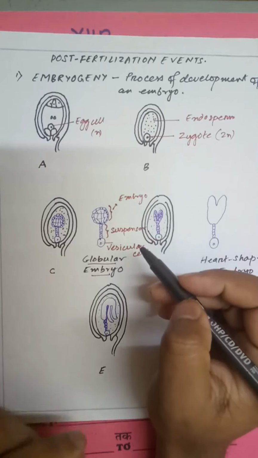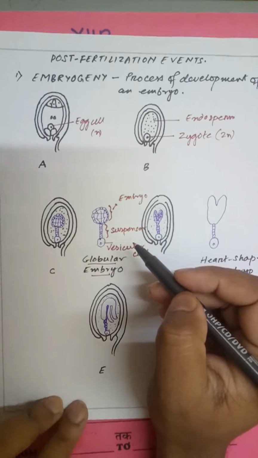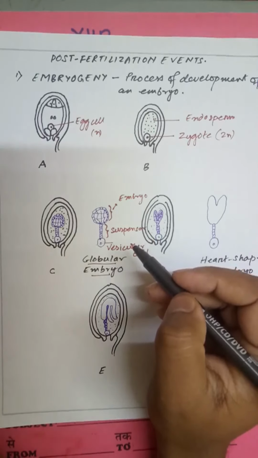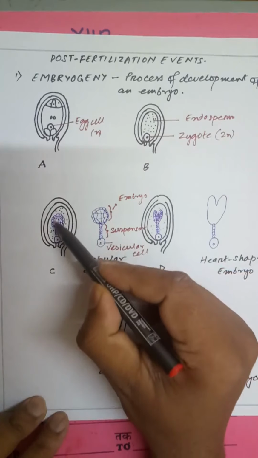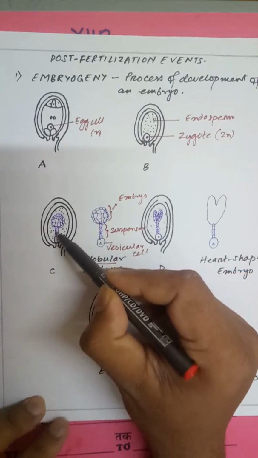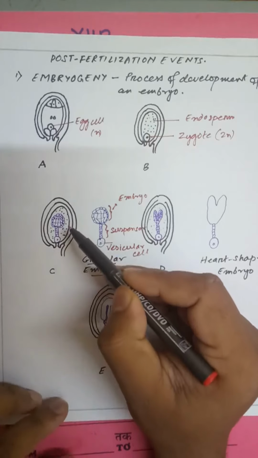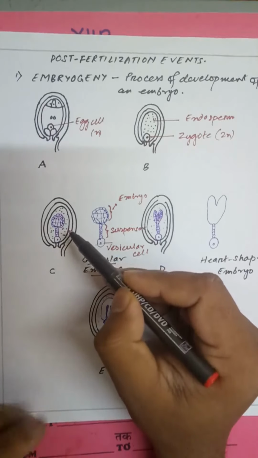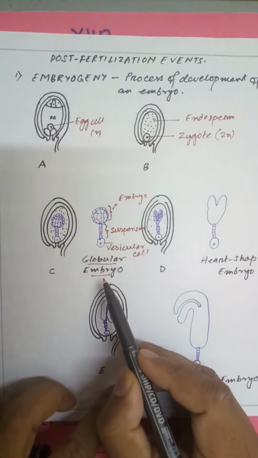You can point out the function of suspensor. The suspensor, which consists of 6 to 8 cells, pushes the embryo into the food-laden endosperm. The embryo requires food, so the suspensor cells push the embryo right into the center of the endosperm so that nourishment occurs properly. Now this is the globular embryo or globular stage.